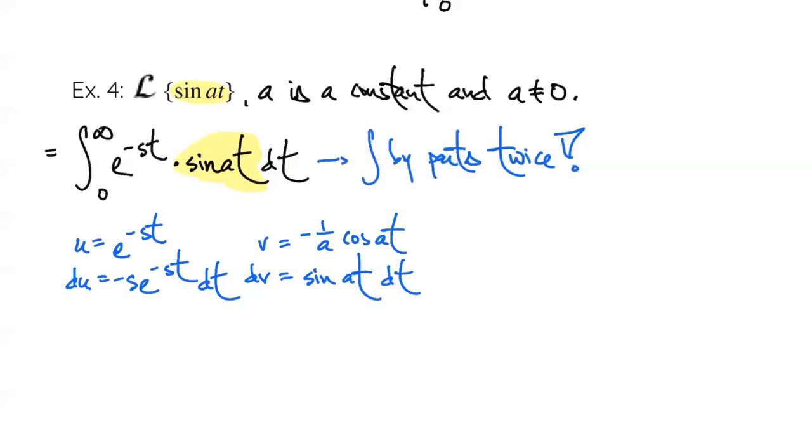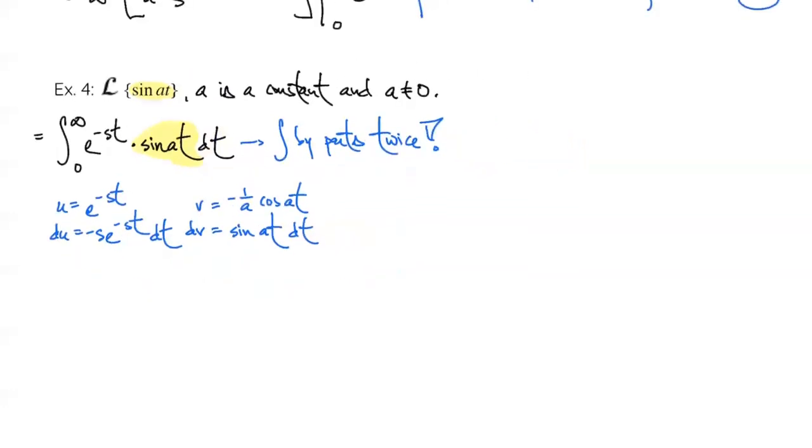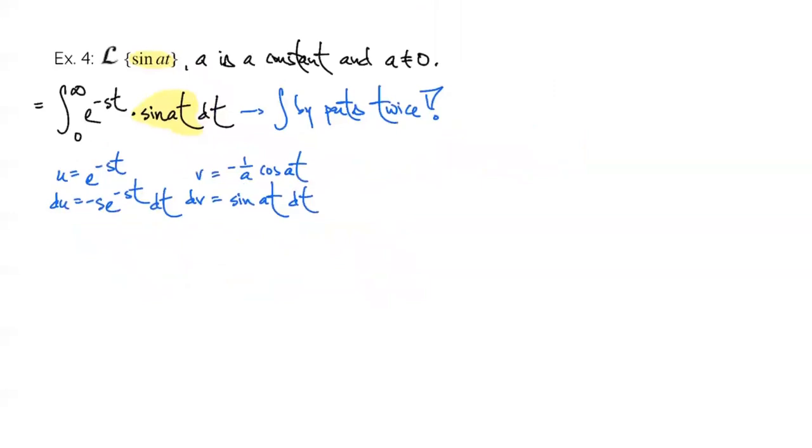So anyway, we take all of that, and let's say this is our first integration by parts. We put this into our integration by parts formula, and we end up with the integral from 0 to infinity of e to the negative st sine at dt. That's my original, which is going to equal, I might not have enough room. Let me do this.